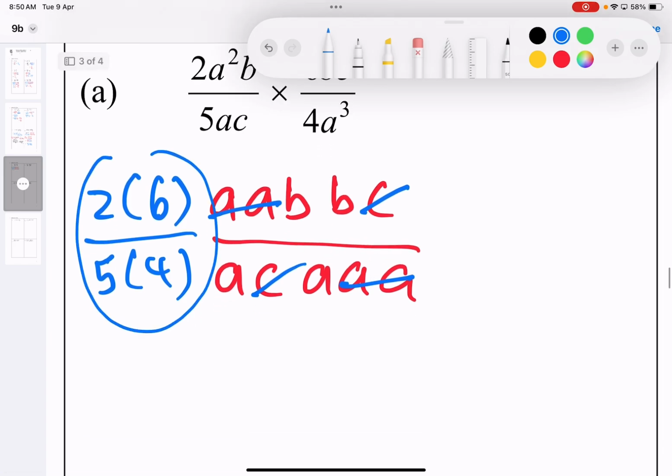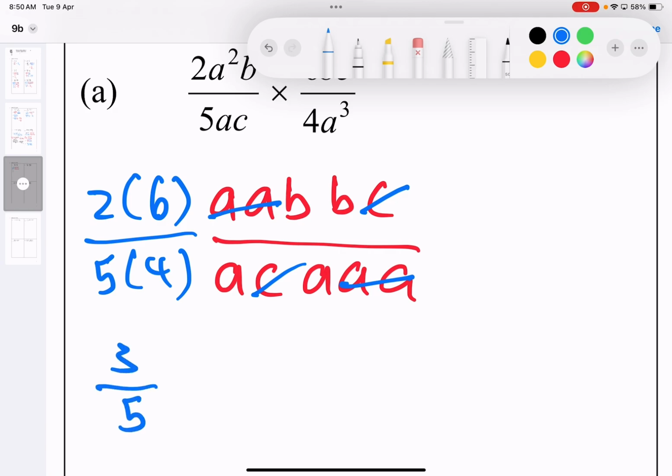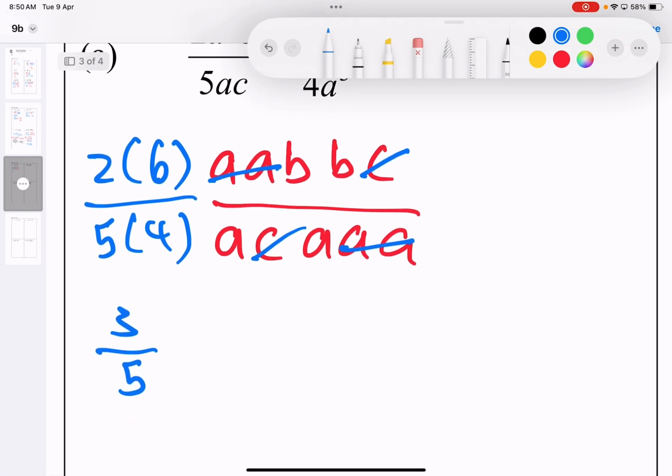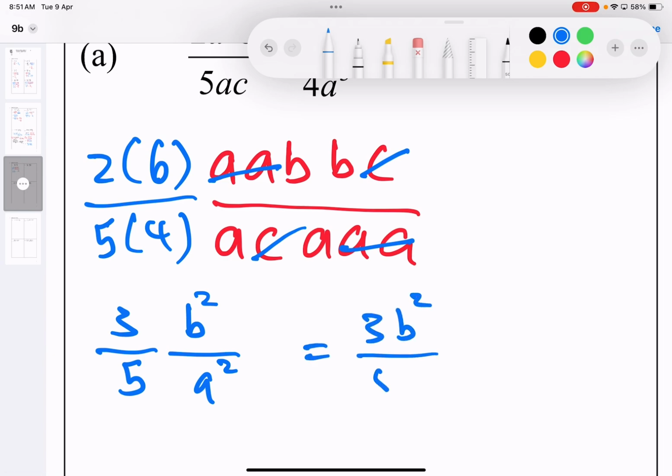This thing I can enter in my calculator: 2 times 6 divided by 5 times 4. So this gives me 3 over 5. My alphabets, B squared over A squared. Kenneth, can you check the answer? Do you get the same? So my final answer is just 3b squared over 5a squared. This is how I do this question.